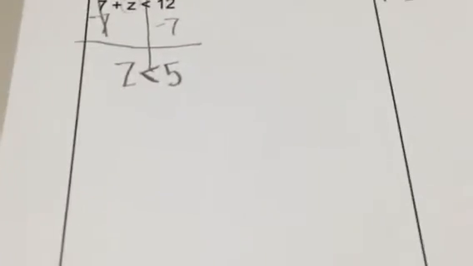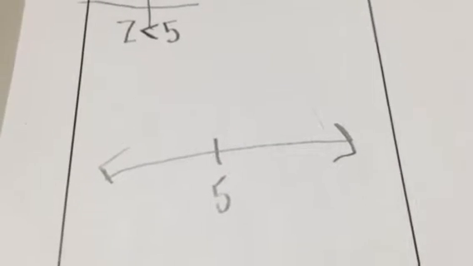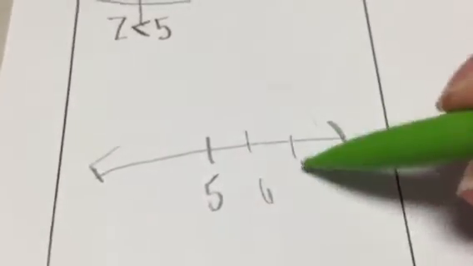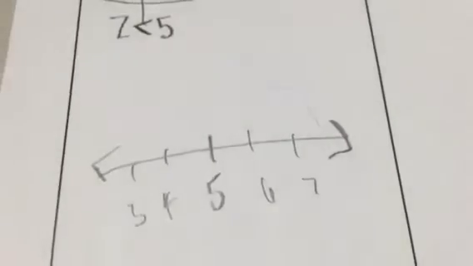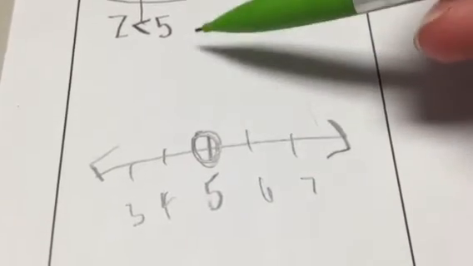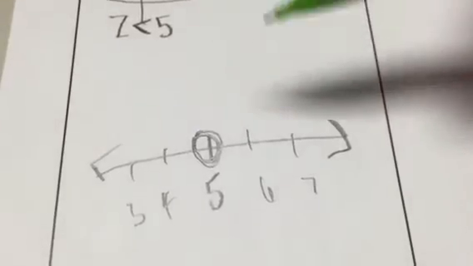So on my graph, I'm going to put 5 in the middle. I need 2 numbers above 5 and 2 numbers below. So 6, 7, and then back this way, 4 and 3. All right, I know that my circle is going to go above my answer. And then I have to decide, is it an open circle or closed? Now, since my inequality sign is just less than, I'm going to leave it open.